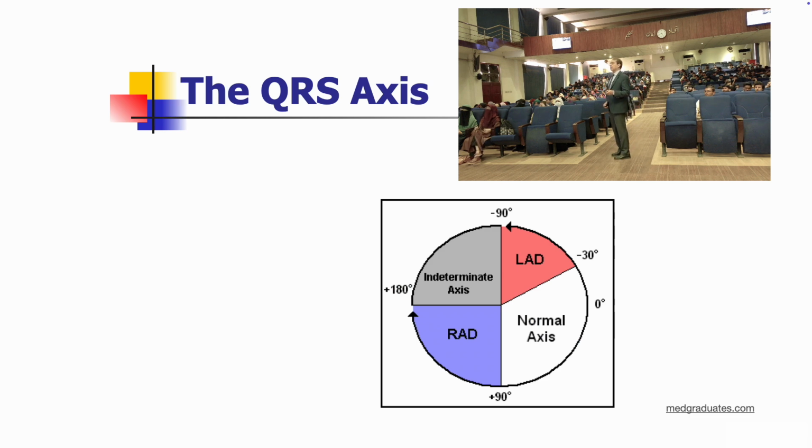Then electrical axis. This is the normal axis. This is left axis deviation, this is right axis deviation, and this is called indeterminate axis, between 180 and minus 90 degrees. This is extreme right axis deviation. It is sometimes called indeterminate axis. So you can have normal axis, left axis, right axis.